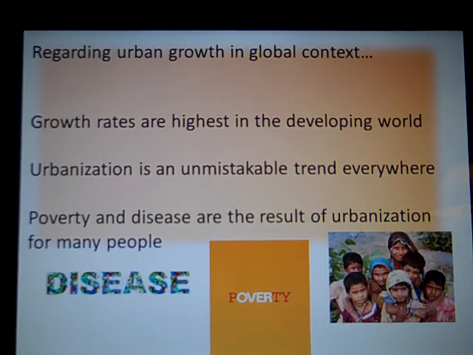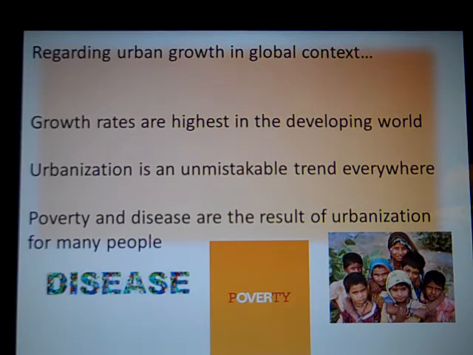Now, regarding urban growth in global context, growth rates are the highest in the developing world. In other words, in the poorer nations, the poorest parts of the world, you see the highest growth rates in terms of people. Urbanization is an unmistakable trend everywhere. We're seeing, regardless of whether we're looking at more developed countries like the United States or underdeveloped parts of the world, like we've talked about, on the African continent or in India, an increasing proportion of these populations that are being defined as urban. That's the unmistakable trend that we're seeing everywhere.